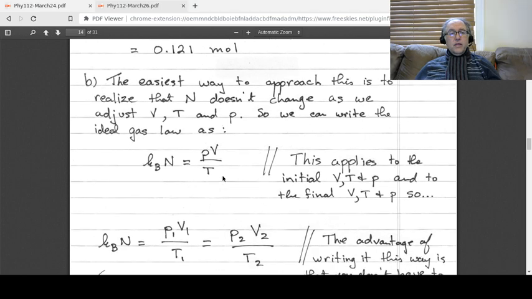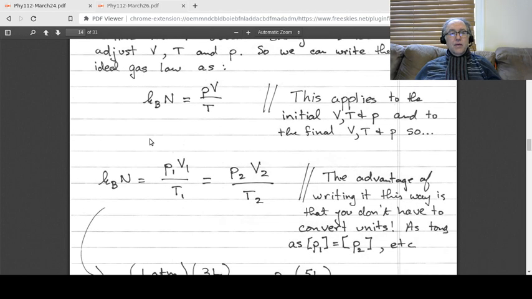So what you can do is you can rewrite PV equals nRT, or PV is equal to N k_B T. You could just put the N and the k_B together, because that's just a constant. You can put that on the left-hand side. What you get on the right-hand side is PV divided by T. Okay. Now that is going to be the same whether you're talking about the initial state, subscript 1, or the final state, subscript 2.